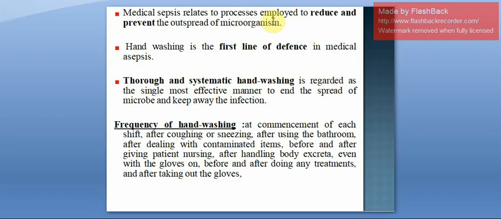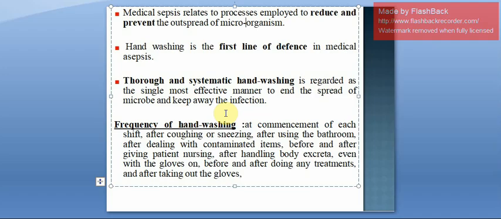So what you should do first and foremost to prevent the spread of microorganisms, you will have to perform hand hygiene. Hand hygiene in the sense hand washing, because hand washing is the first line of defense. Okay, so thorough or systematic hand washing has to be performed at least for 20 seconds. A thorough hand washing should be done. You are already knowing how to perform hand washing. You have to wet your hands well, you have to use the soap solution, and nicely how to rinse the hands, isn't it?